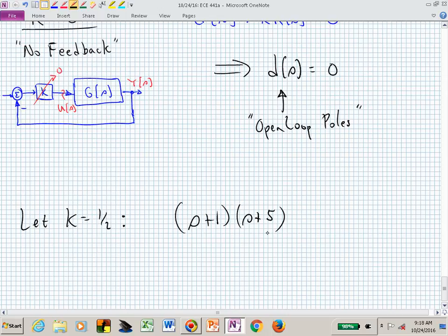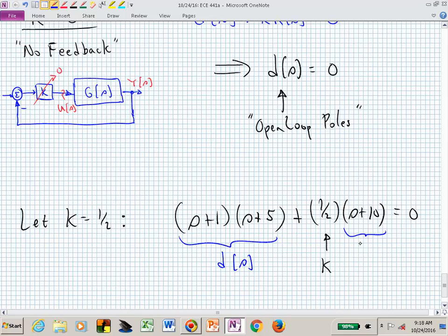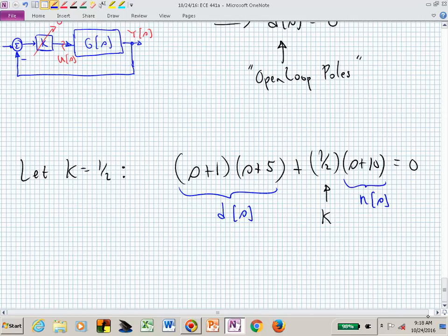That was our open loop poles, plus K times n of s, and our zero factor was s plus 10, and we want that to equal 0. Here is our K. And this is our n of s. And now all it is is some algebra.